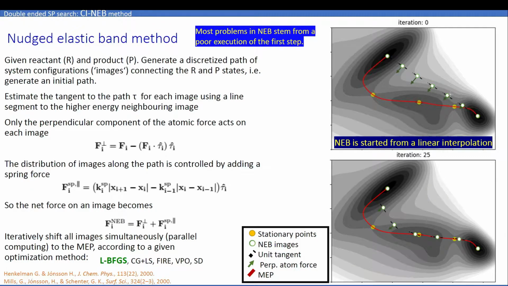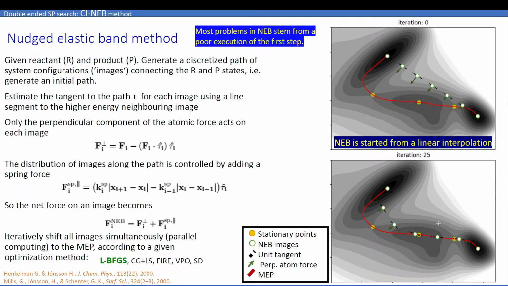Then the unit tangent to the path is approximated for each image by a line segment to the higher energy neighboring image. Using the tangent, we can include only the component of the atom force acting perpendicular to the path in the minimization. In other words, we move downhill in the perpendicular direction. To maintain the distribution of images during the optimization, spring forces acting along the path are introduced. The images are then iteratively and simultaneously shifted towards the minimum energy path according to a given gradient-based optimization method.